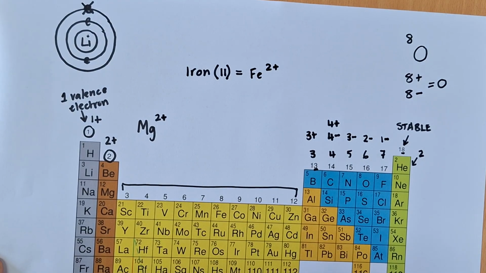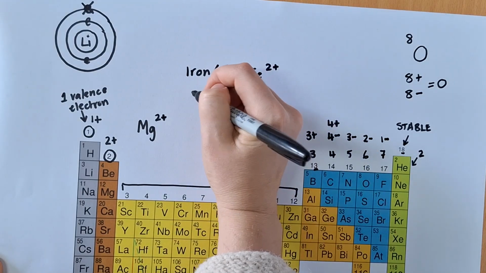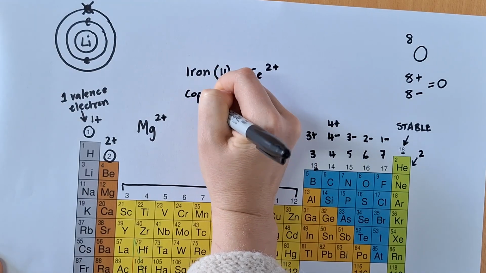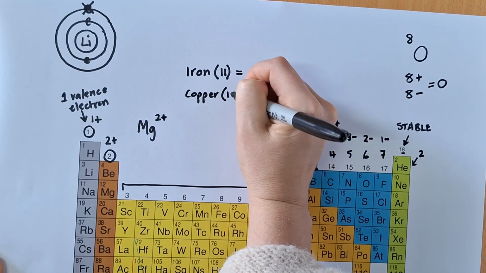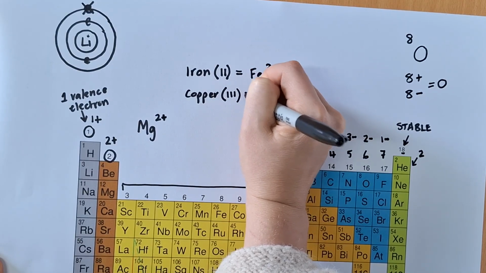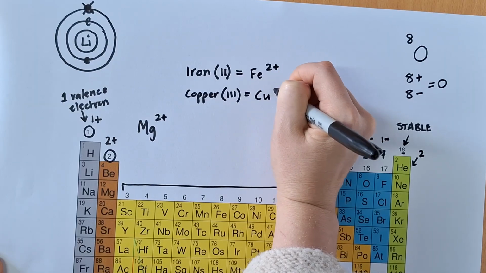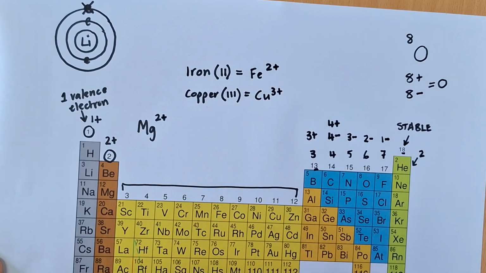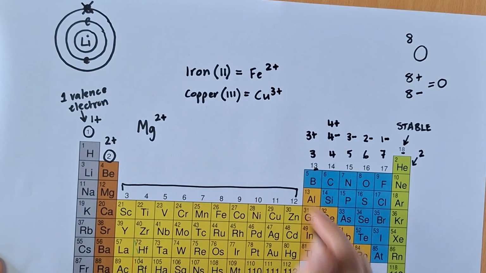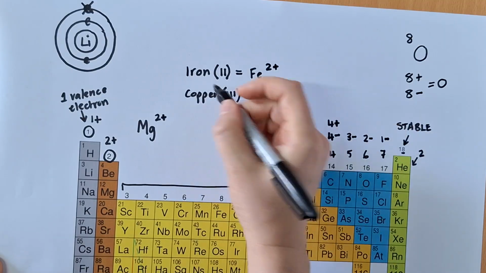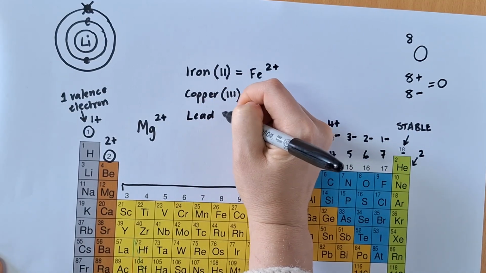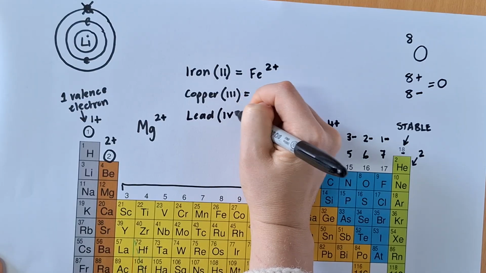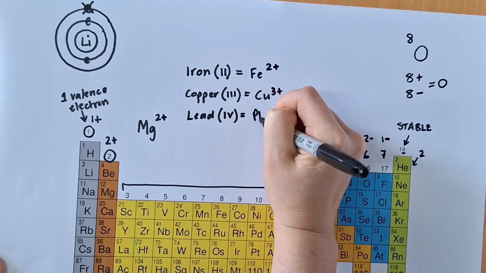Another one that you might deal with is copper. So copper, again, Roman numerals, you might see 3. That means that you're dealing with a copper 3 positive ion. Okay, and it can go all the way up to 4. So an example of one that forms a 4 positive ion is lead, and it will look like this.